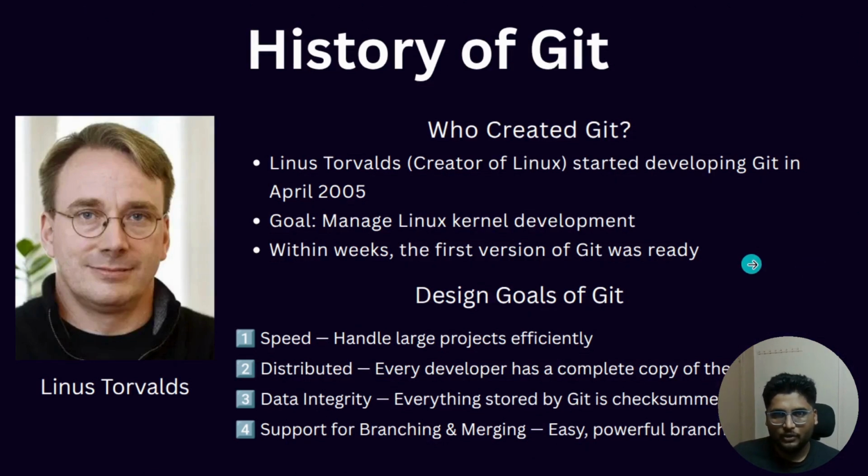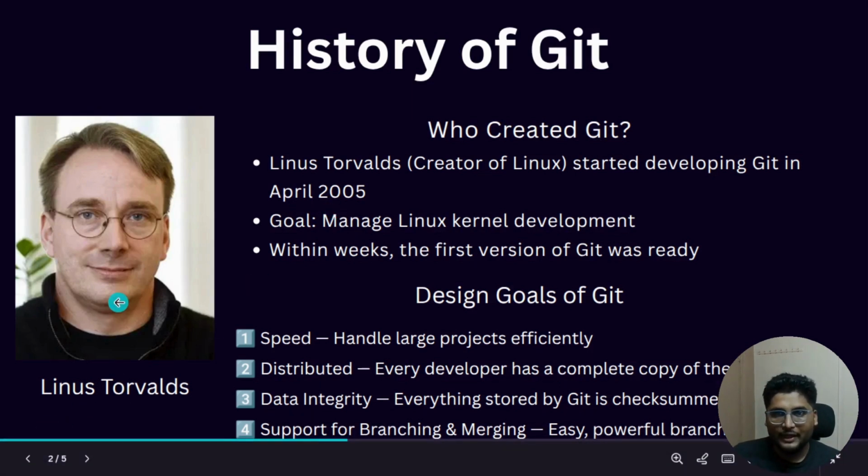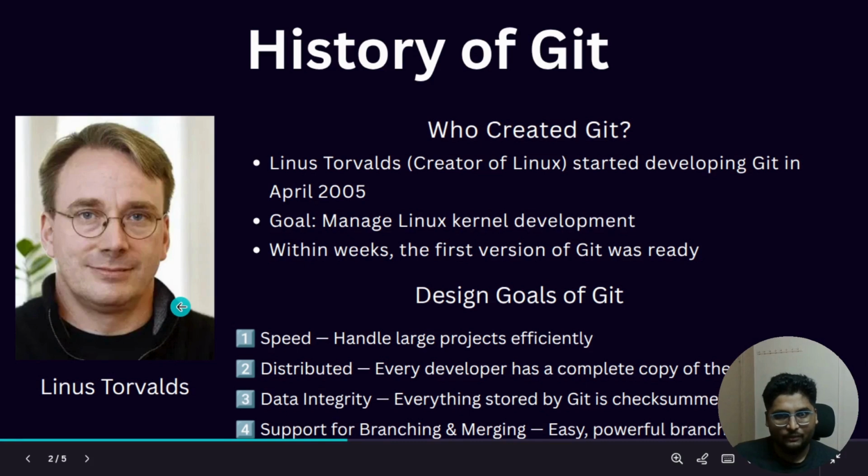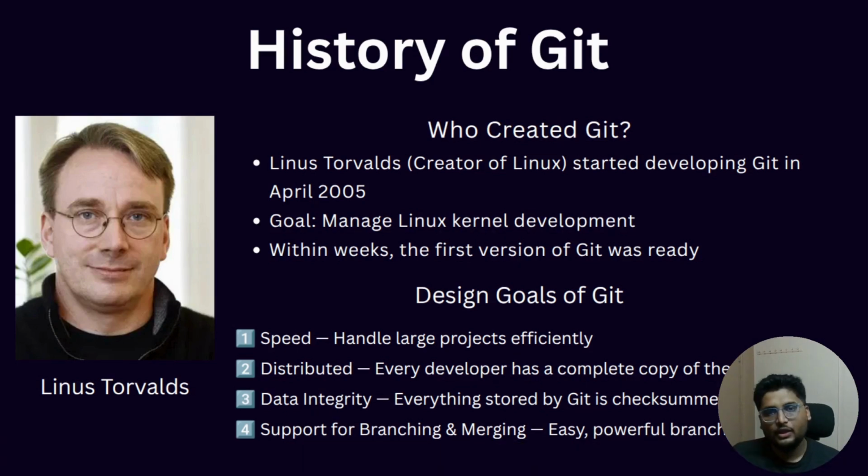First of all, we will start with the history of Git. Who created Git? Linus Torvalds, the creator of Linux, started developing Git in April 2005. So Linus Torvalds created both the Linux operating system and the Git tool. What was the actual goal of creating Git? Managing Linux kernel development. Basically, Linus Torvalds created this Git tool only for personal use, for a personal project. Within a week, the first version of Git was ready.